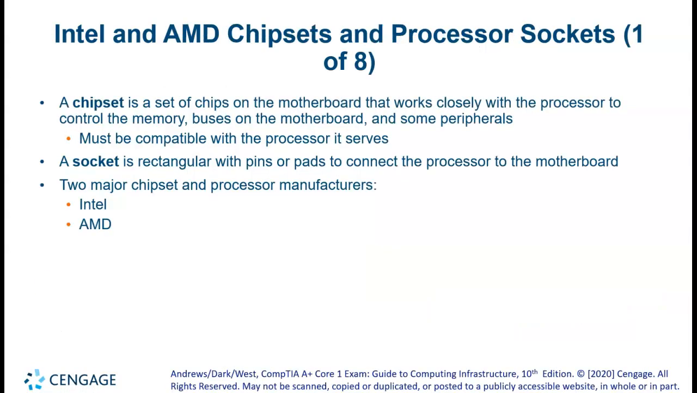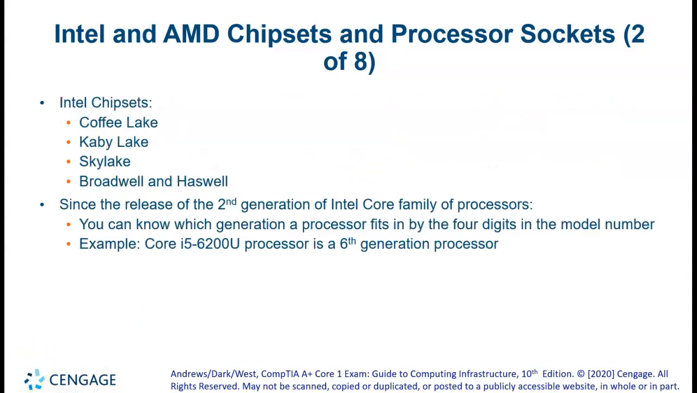A chipset is a set of chips on the motherboard that works closely with the processor to control the memory, buses on the motherboard, and some peripherals. It must be compatible with the processor it serves. A socket is rectangular with pins or pads to connect the processor to the motherboard. Two major chipset and processor manufacturers: Intel and AMD. Intel chipsets: Coffee Lake, Kaby Lake, Skylake, Broadwell, and Haswell.